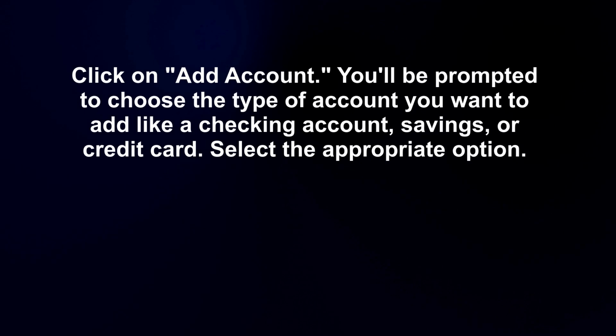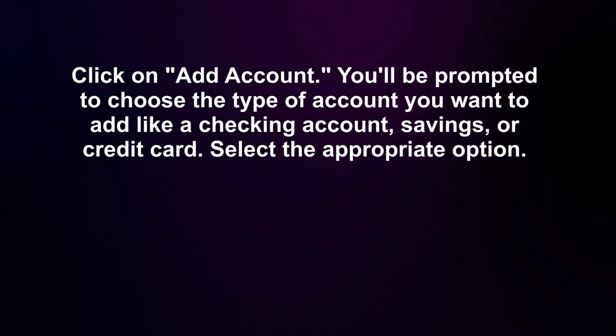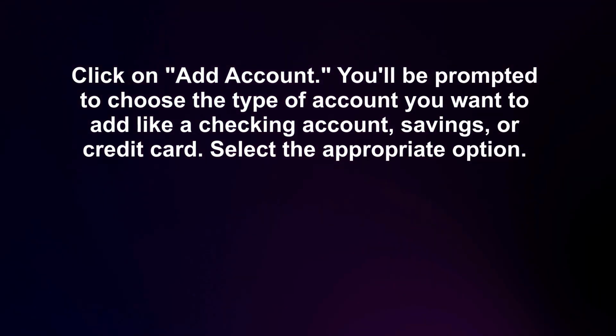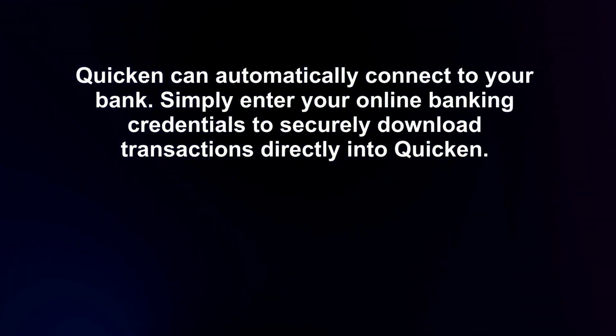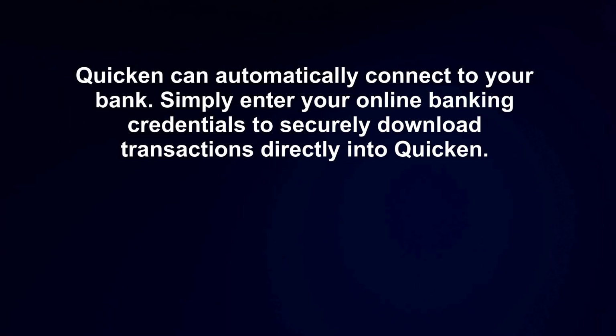Click on Add Account. You'll be prompted to choose the type of account you want to add, like a checking account, savings, or credit card. Select the appropriate option. Quicken can automatically connect to your bank. Simply enter your online banking credentials to securely download transactions directly into Quicken.